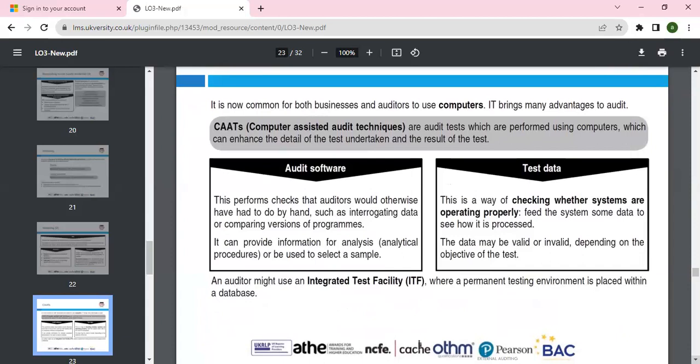So an auditor can draw opinions on what happens when people don't know, actually they produce the voucher, they show it, but actually it is not proved. So integrated test facilities is a permanent testing environment placed in the database, which we can look around.